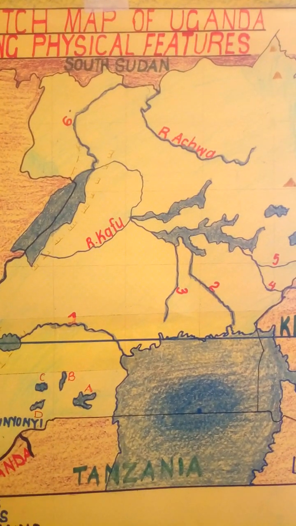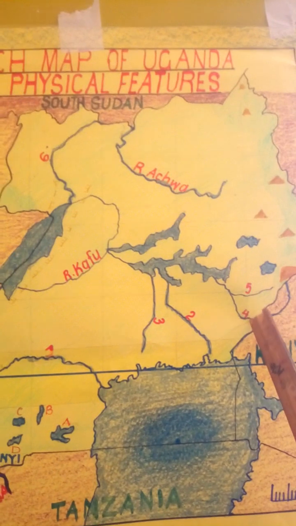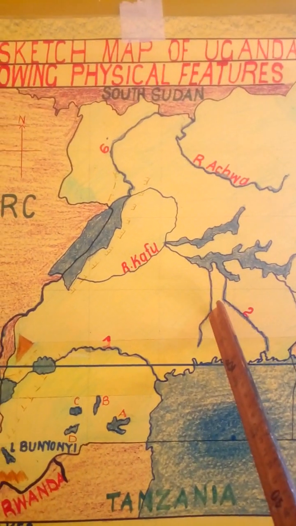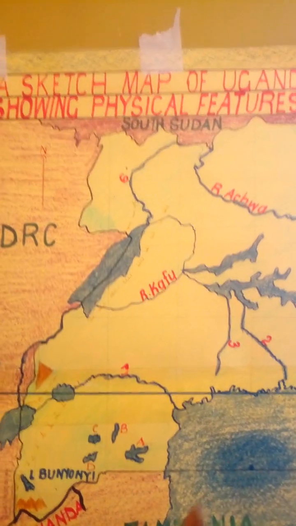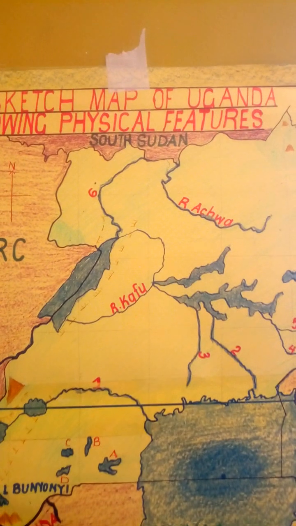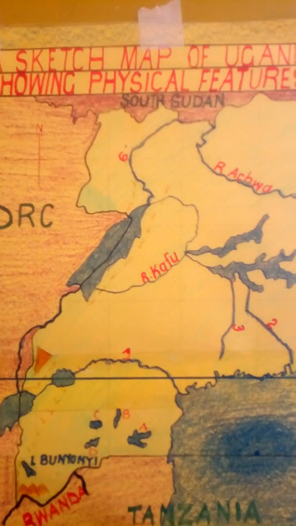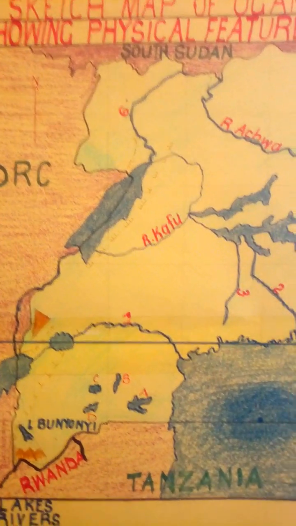Let's go through so many other rivers in Uganda. We have this river called River Mpologoma, River Manafwa. We have Sezibwa. We have River Kafu, River Achwa. And we have another one which forms a natural boundary between Uganda and Tanzania. That is River Kagera, and so many others.